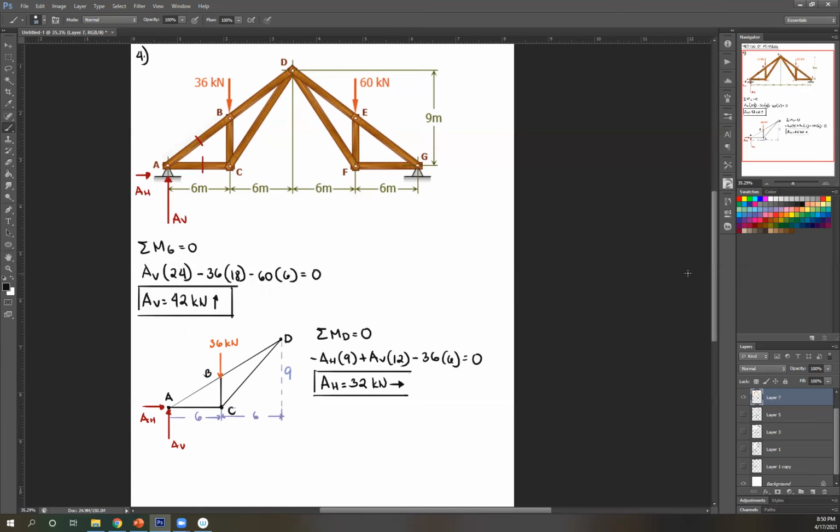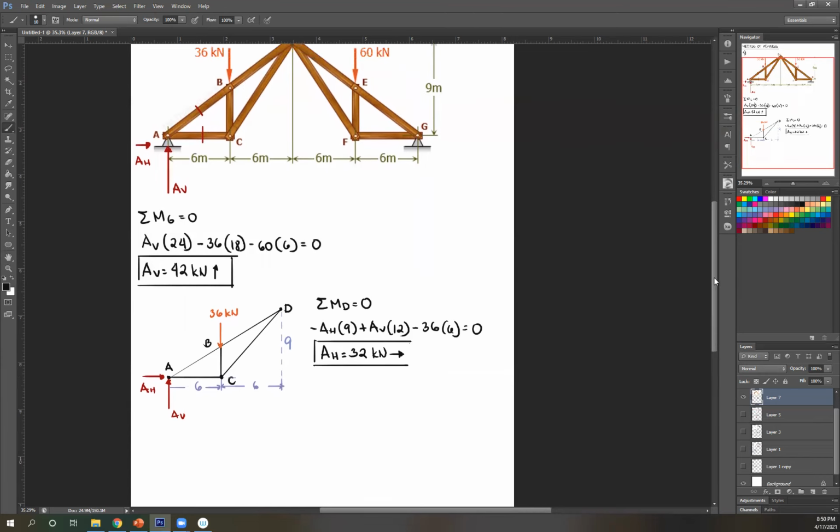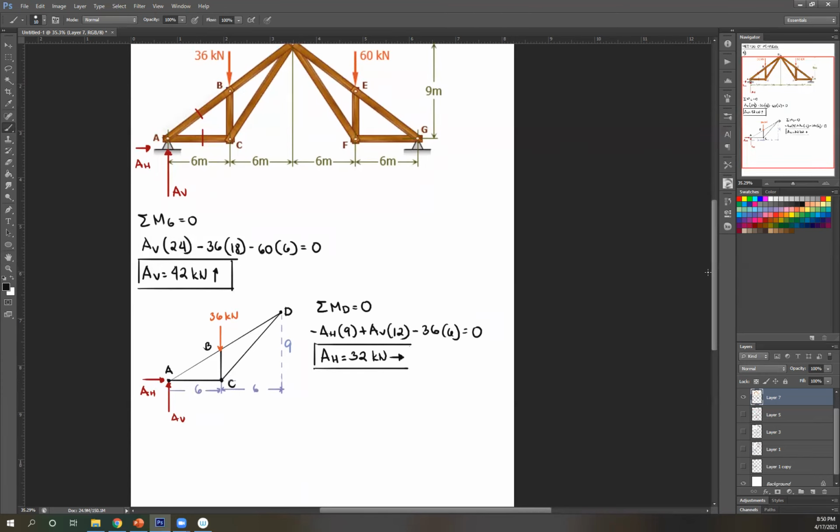In the same way, you can also use method of sections. But it's better to use method of joints.